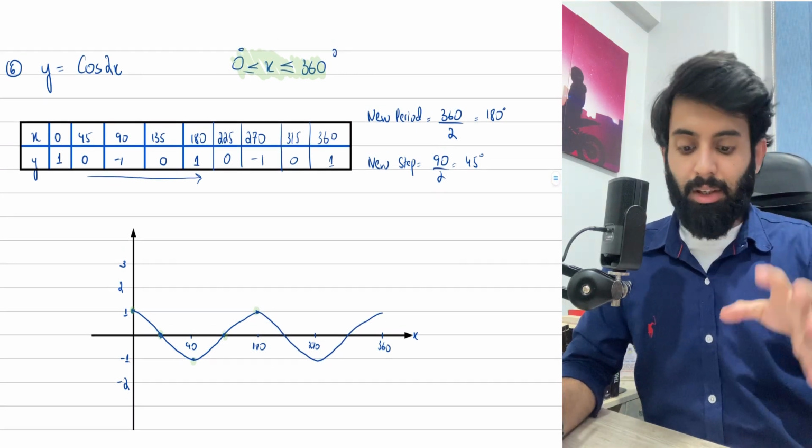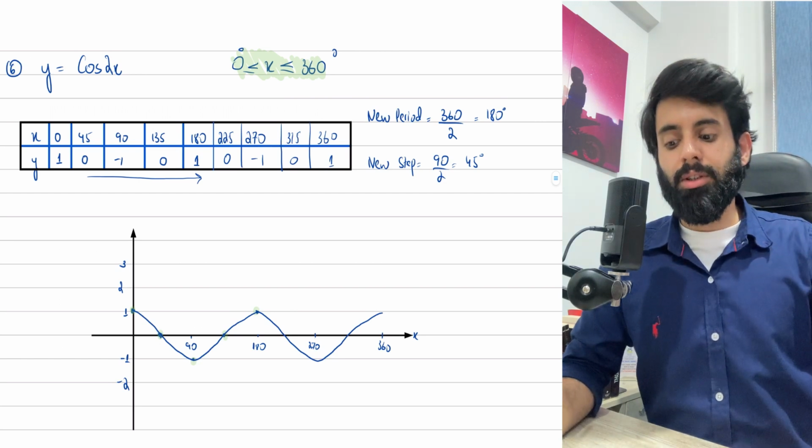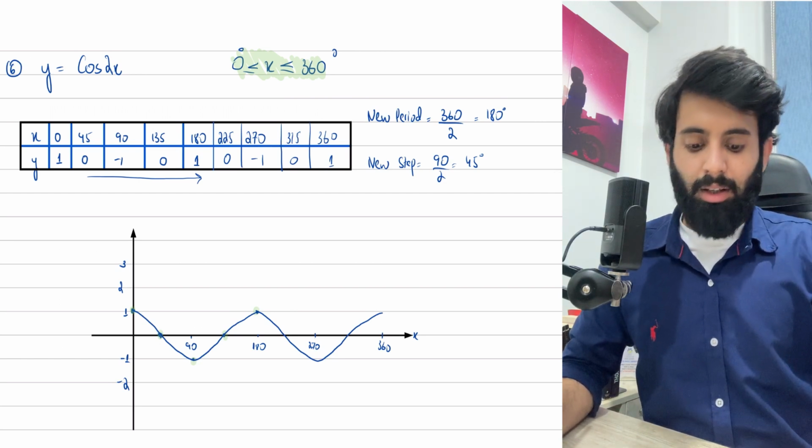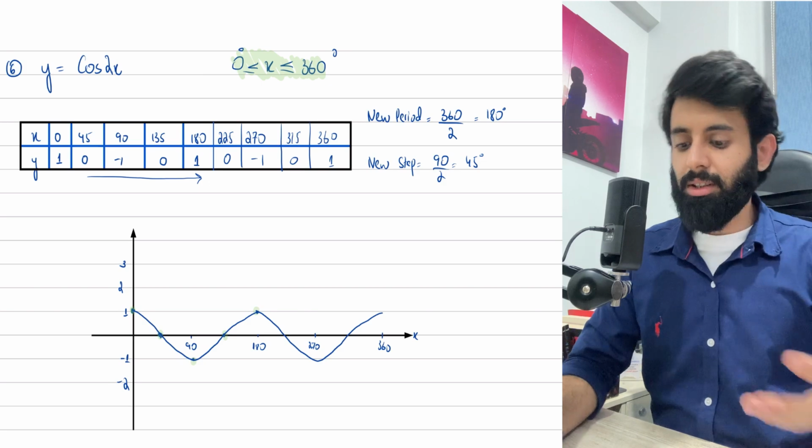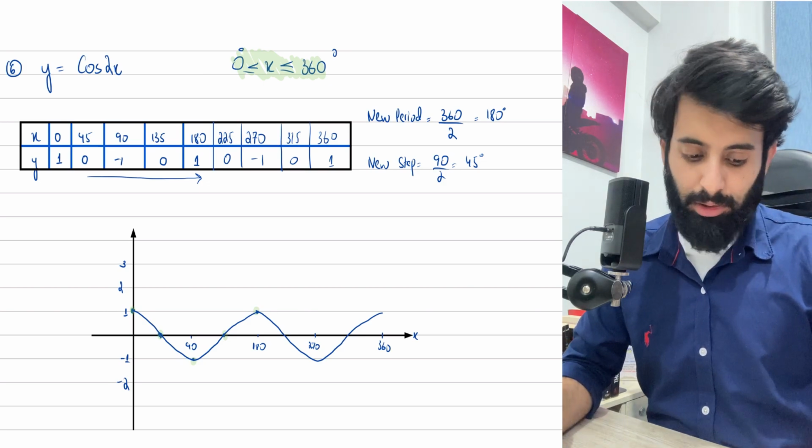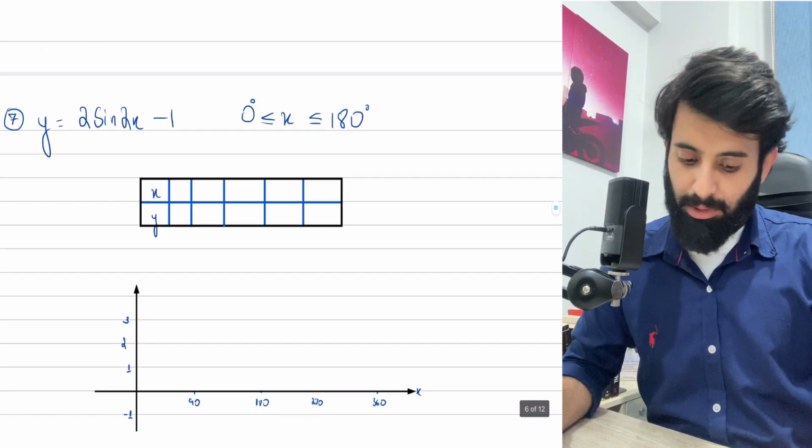The key takeaway from this is whenever the coefficient of x is other than 1, the period changes, and because of that the step also changes. Okay, let's do more examples.